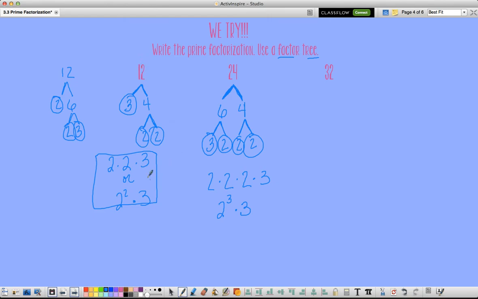Interestingly enough, the only difference between the prime factorization of 12 and 24 is an extra 2. Makes sense, doesn't it? Because 12 times 2 is 24.